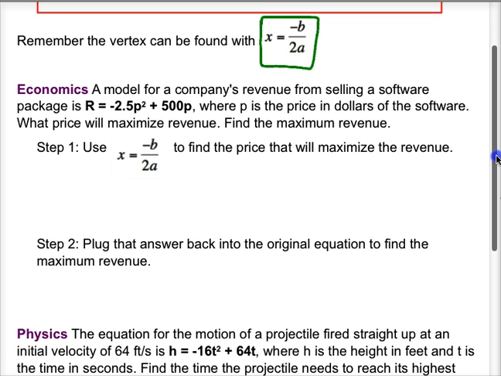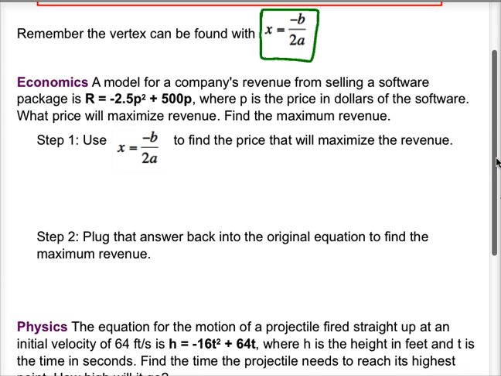So the first example we have is an economics example. A model for a company's revenue from selling a software package is R equals negative 2.5 p squared plus 500 p, where p is the price in dollars of the software. What price will maximize revenue? And then find the maximum revenue.